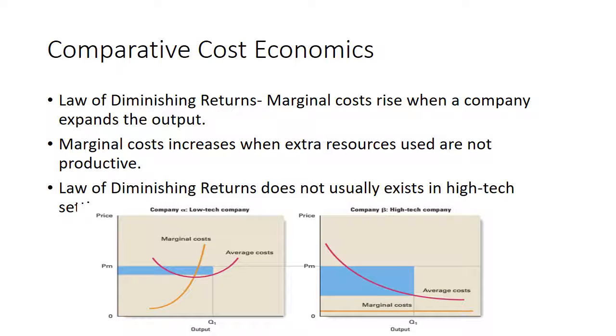Comparative cost economics. The law of diminishing returns. What that says is marginal costs rise when a company expands the output. So marginal cost increases when extra resources used aren't being productive. The law of diminishing returns doesn't usually exist in high-tech settings. The two graphs there at the bottom, the company on the right is a high-tech company. As you can see, as average costs decline, marginal costs stay at a constant rate. However, in the low-tech company, the graph on the left side, as your costs kind of drive up, your marginal costs drive up as well.